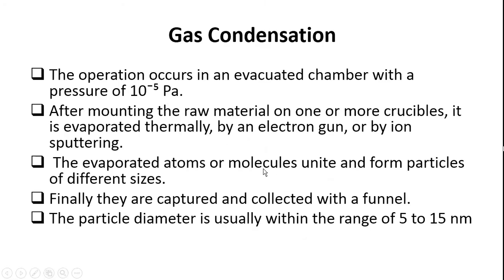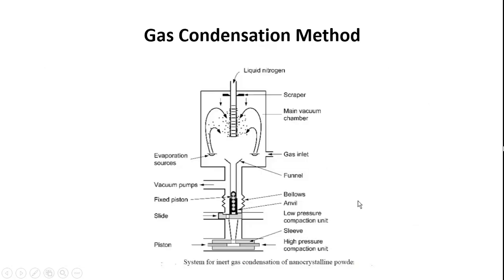Now what happens? The evaporated atoms or molecules unite and form particles of different sizes. The molecules which come above that particular crucible in the form of vapor actually unite together and form particles of different sizes. Finally, they are captured and collected with a funnel, which is shown here. And finally, when it is condensed, that is why it is called the gas condensation method.